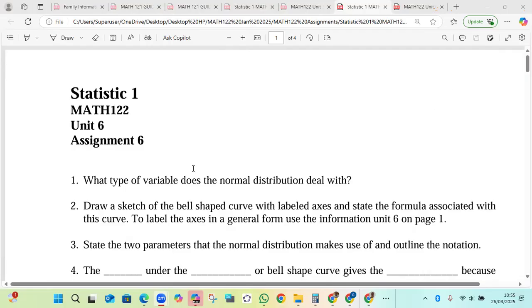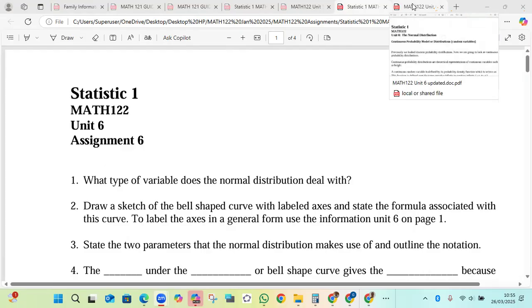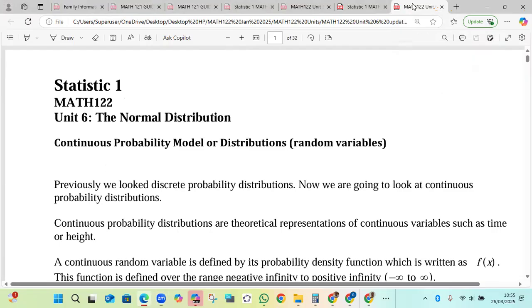This question is with regards to number 2 of the Math 1 to 2 Unit 6, Assignment 6. It says draw a sketch of the bell-shaped curve with a labeled axis and state the formula associated with this curve. To label the axis in a general form, use the information in Unit 6 on page 1. So let's go to Unit 6, page 1 to see what it is all about.